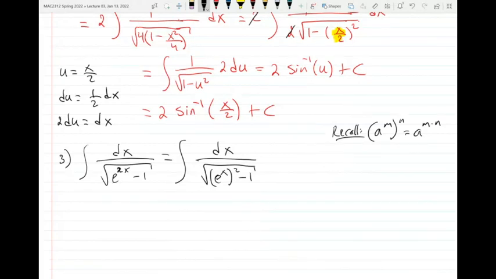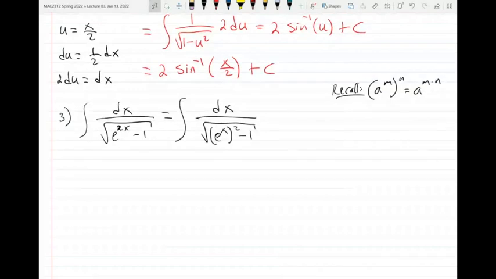Okay, any ideas? Yes. Well, can't you make e to the x the u? Okay. And then when you put u equals e to the x, then du equals e to the x dx. Okay, and then dx equals du over e to the x. Okay, let's write it down. But yes, you are on the right track.